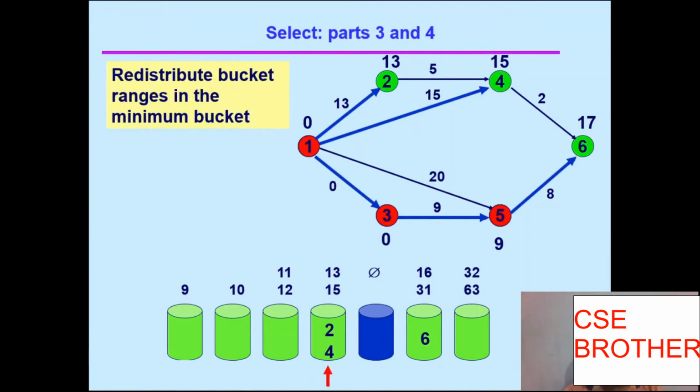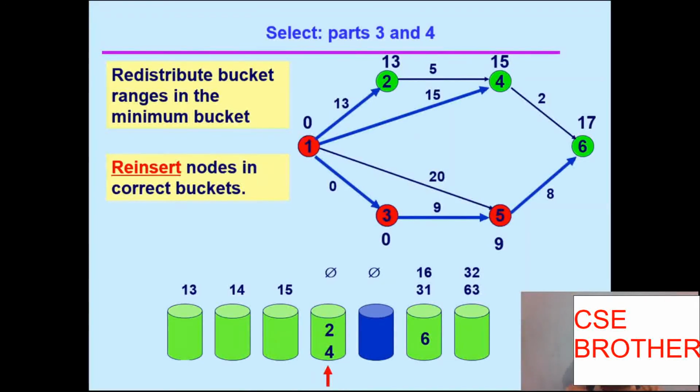Now we have to redistribute the bucket according to the ranges with the minimum bucket. So these are the updated ranges. Now we have to reinsert the nodes in the correct bucket. So node 2 will be kept in the 0th bucket. Node 4 will be kept in the second bucket.